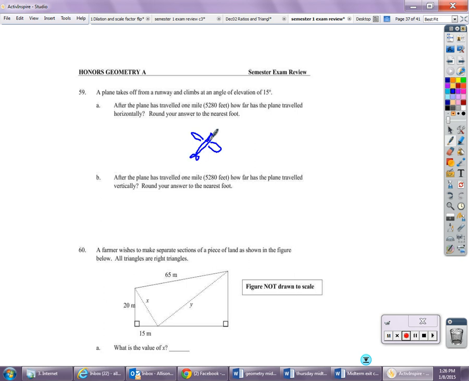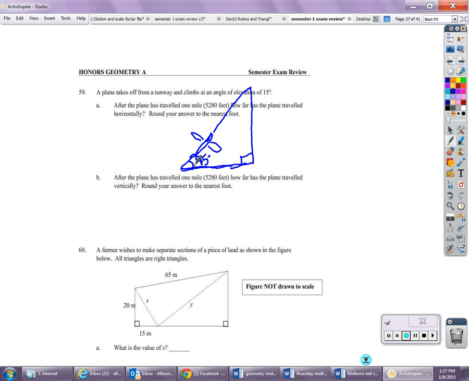Okay, and it's going off into the sky like that. So this is the ground. It's going off. There's my 90 degrees. At an elevation, so when it takes off, it moves at 15 degrees from the ground. So I'm going to put my 15 right there.